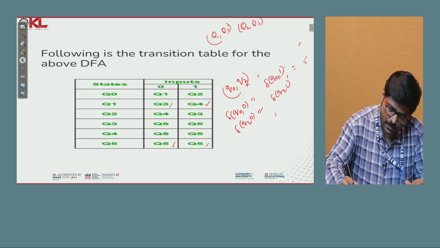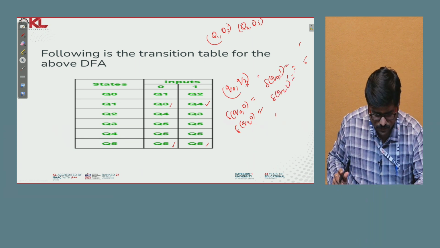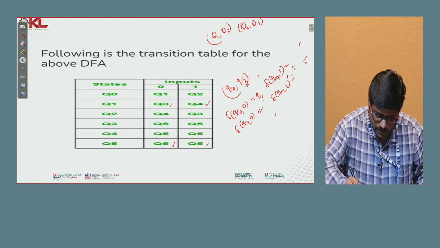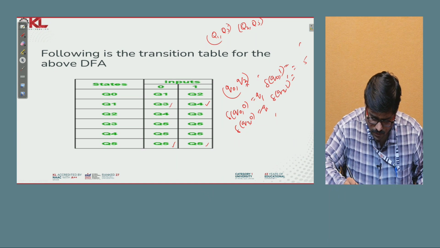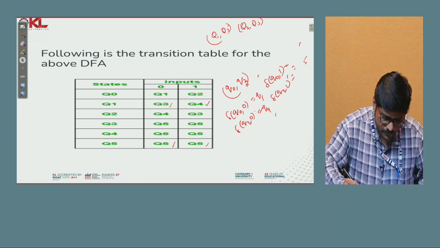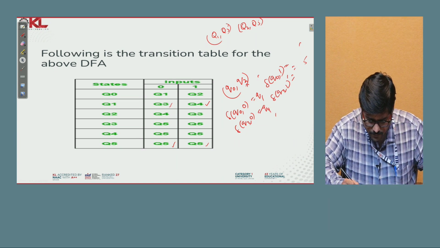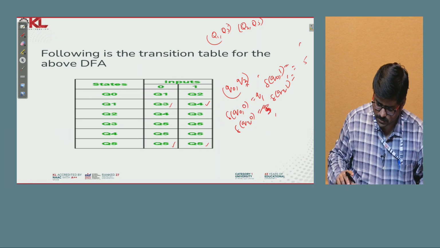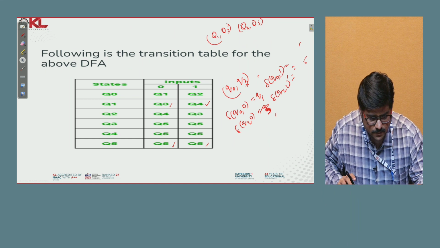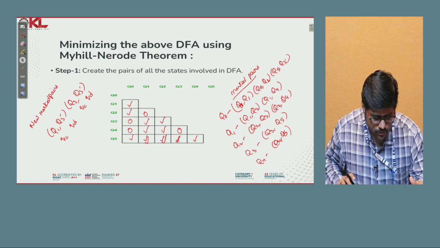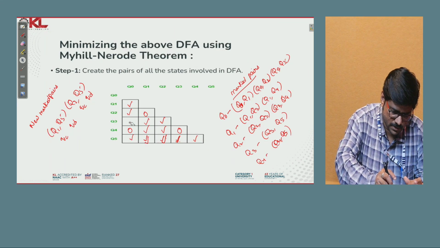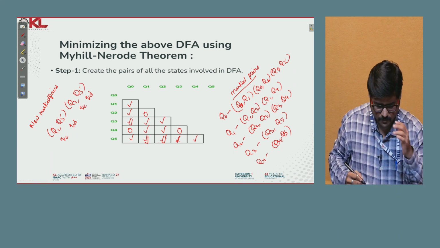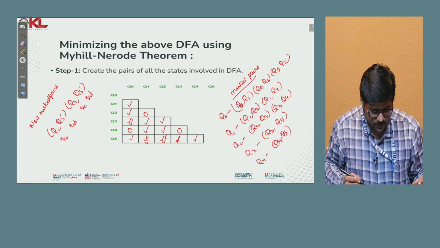Q3 1. Delta of Q0 0 is Q1. Delta of Q3 0 is Q5. So it is Q1 Q5. See, now the newly marked pair is Q1 Q5. So we can make this Q0 Q3 also a marked pair. So we can put a double tick over there.